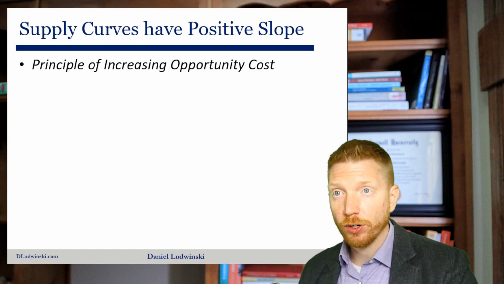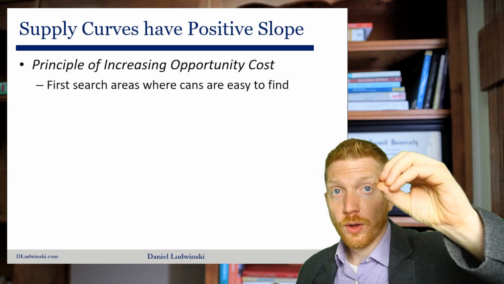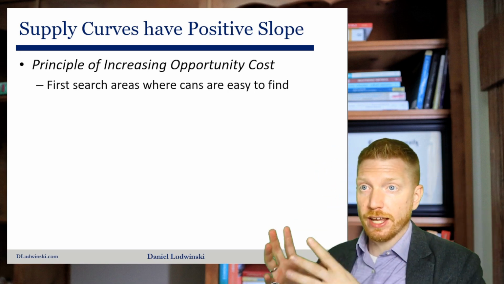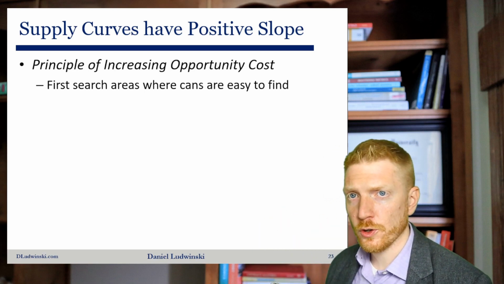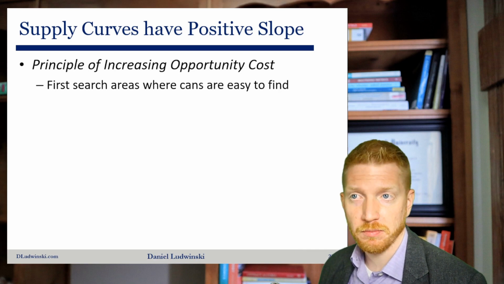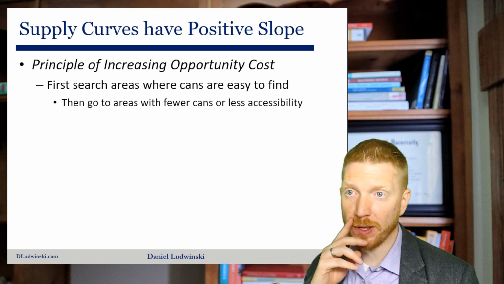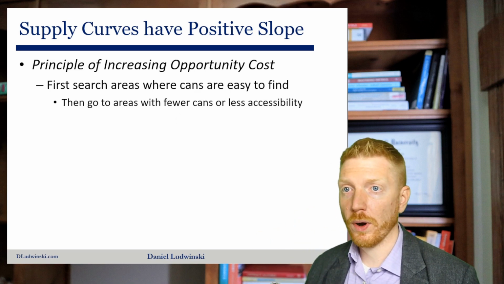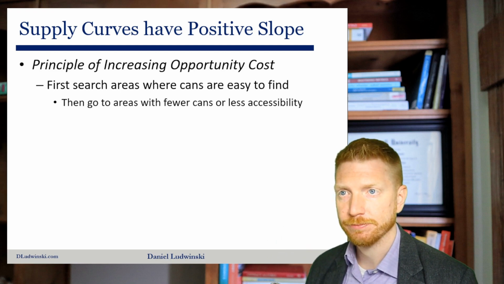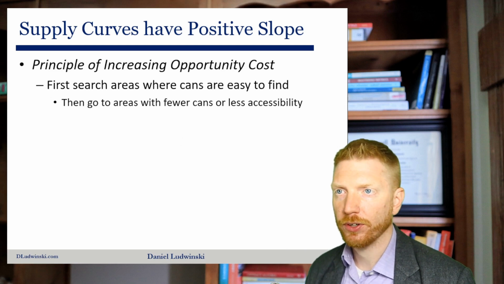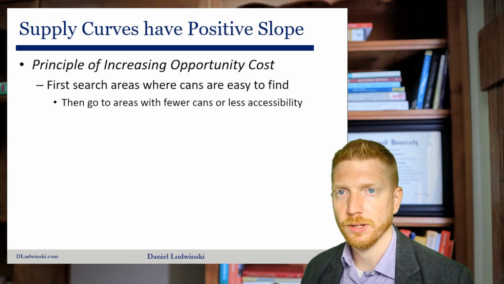Supply curves in general are going to have a positive slope. The reason why this is the case is, as I brought up earlier, Harry is first searching the areas where those cans are easy to find. Maybe he knows in a particular dorm there are a lot of leftover cans. Maybe they drink a lot of soda. And then he next maybe needs to go to areas that are far away. It takes more time. They're less easy to access. So this is that principle of increasing opportunity cost showing up again, and it leads to that positive slope in the supply curve.